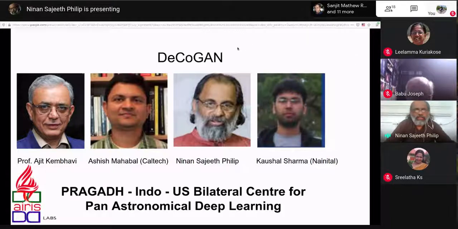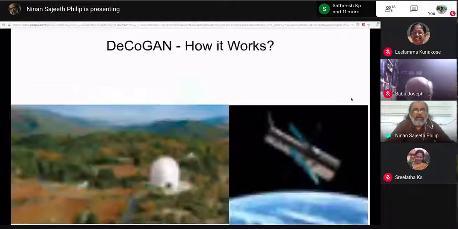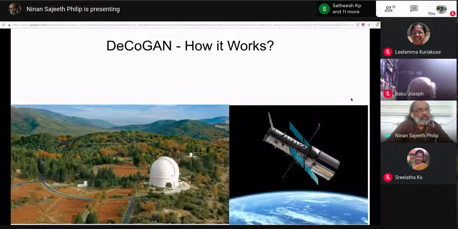Now, let me try to explain this situation a little more by telling you what it is going to do. The question one would ask is how it works. Well, we have a ground-based observatory. This is the Palomar Observatory in San Diego, California, USA. And we also have space-based observatories, of course, one or more. In optical, we have the Hubble Space Telescope, and in other bands also we have, even AstroSat, our own.